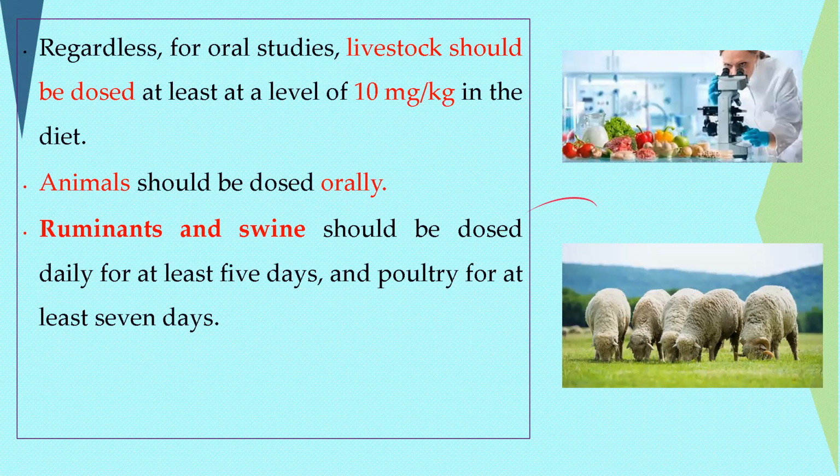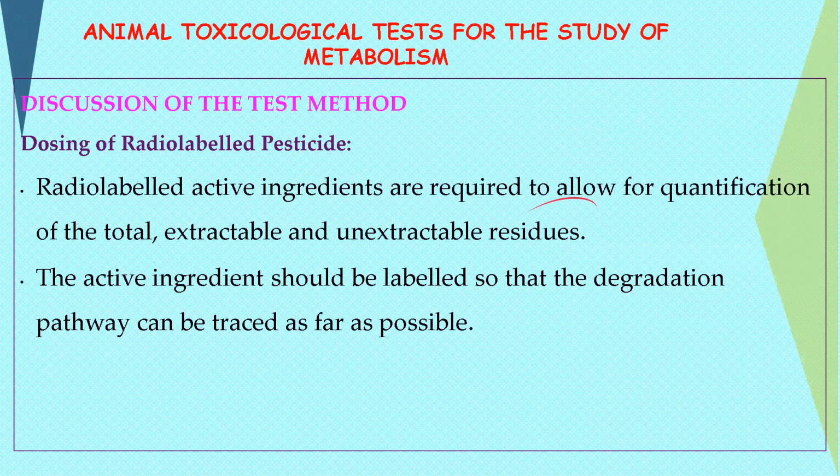Then, regardless of the oral studies, livestock should be dosed at a level of at least 10 milligram per kg in the diet, and animals should be dosed only orally. Then ruminants and swine should be dosed daily for at least 5 days, thinking that it is consumed for 5 days, and poultry for at least 7 days. So please remember these parameters as per OECD guideline 503.